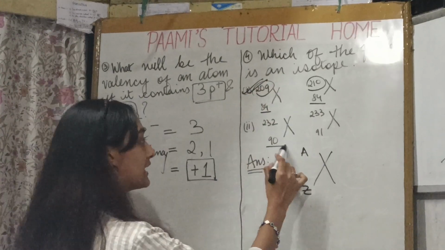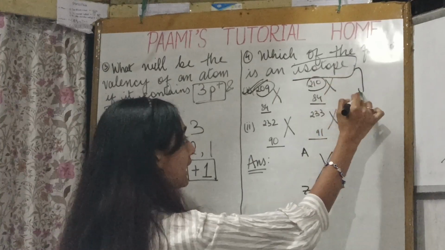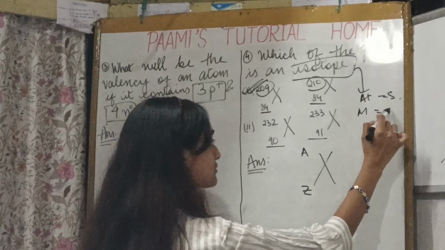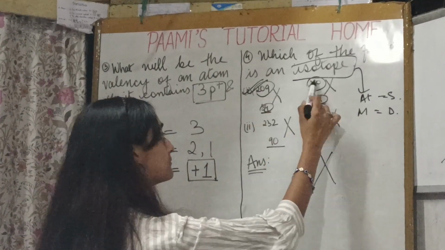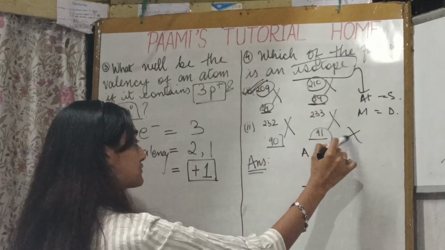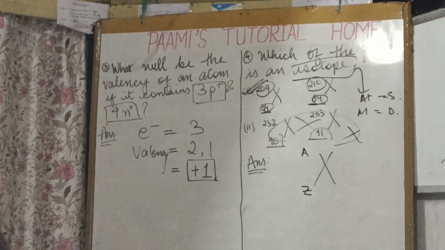क्योंकि यहाँ पे देखो atomic number is different, but for an isotope our atomic number has to be the same and mass number has to be different. ठीक है. तो atomic number यहाँ पे same है, mass number different है, and out here your atomic number is different. So this is wrong. This is not your answer. ठीक है. Now we go to the next question.